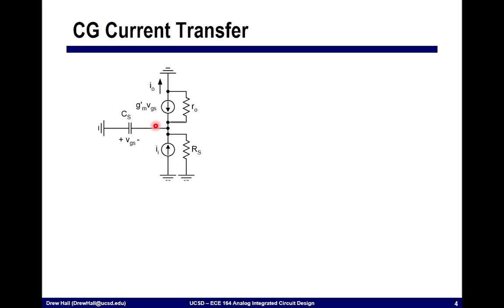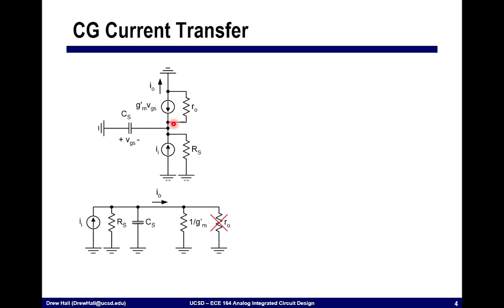So very, very simple circuit. We can write a couple of equations and we can draw out the model. If we look into this device, that is, we look into the source of the transistor, we essentially see 1 over GM prime, that is our compound effective GM, in parallel with R naught.